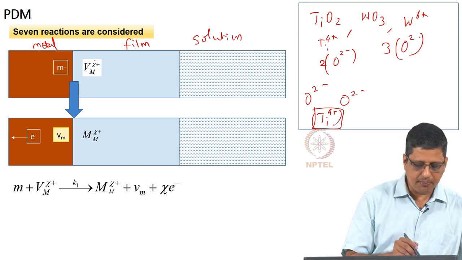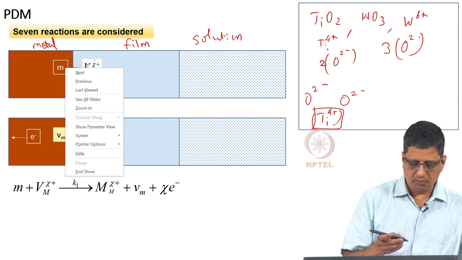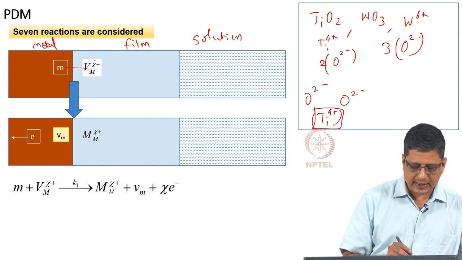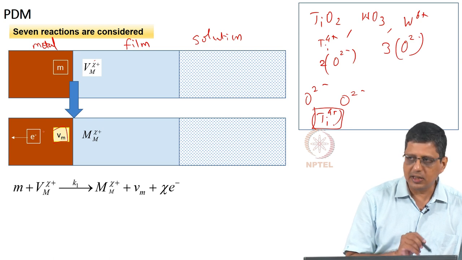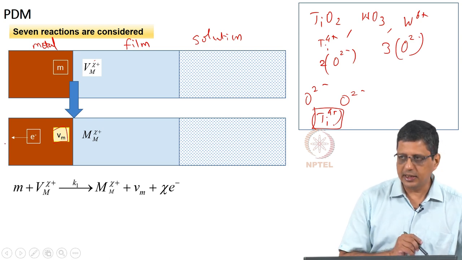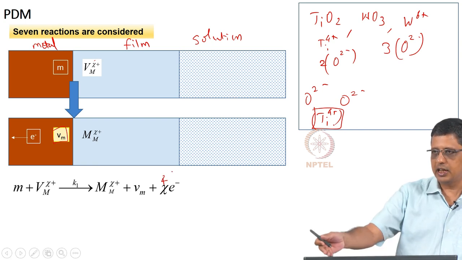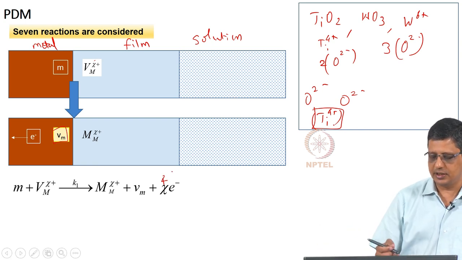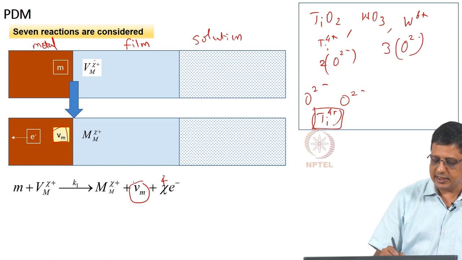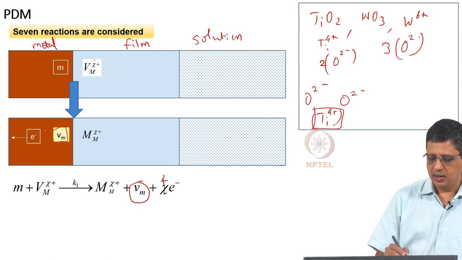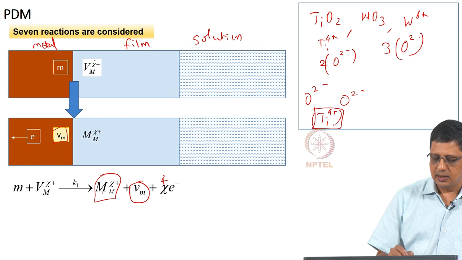So what happens is this metal goes as an ion here, it leaves a vacancy here for the metal, and 4 electrons are taken here. This psi here represents 4 in this example; it can represent 6 for tungsten, whatever the charge is. This is the vacancy in the metal, and this is the ion in the film.